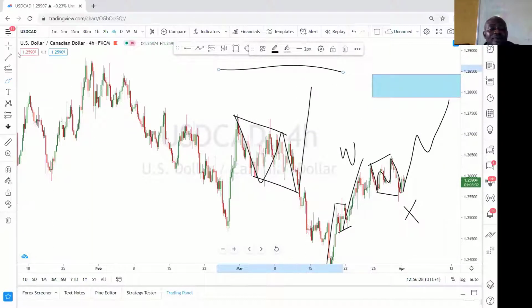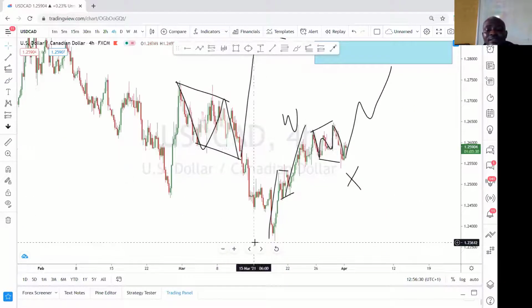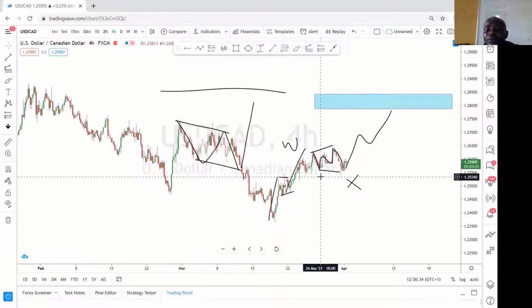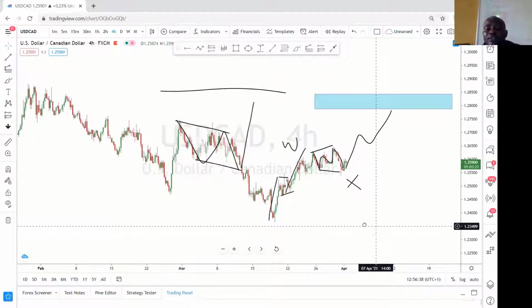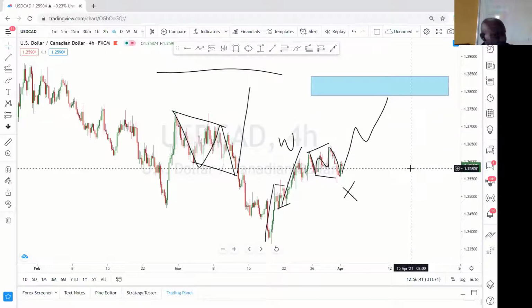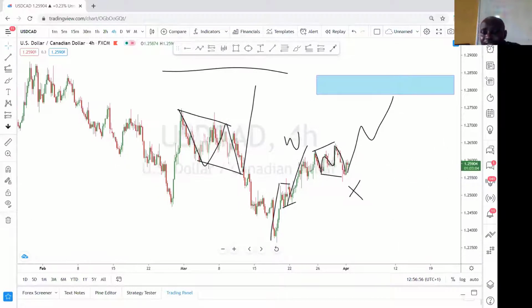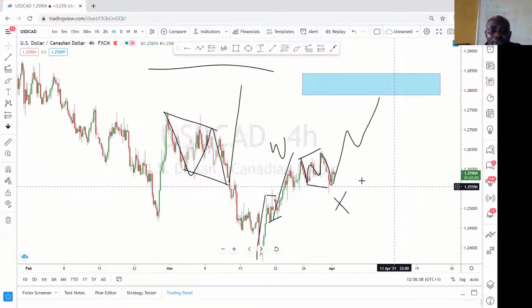Maybe I might just decide to take small risk and buy this, put my stop loss here, 25, 25. No, I'm not interested. Let me wait for the sell. When the sell comes, we'll do it together. I'm not interested in that buy. But if you want to take it with small risk, you can do it.